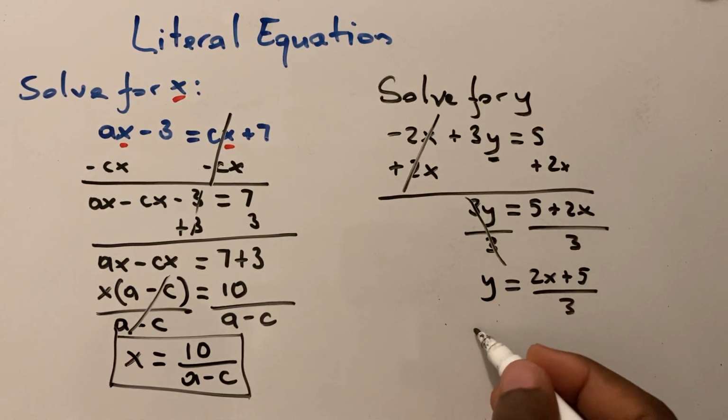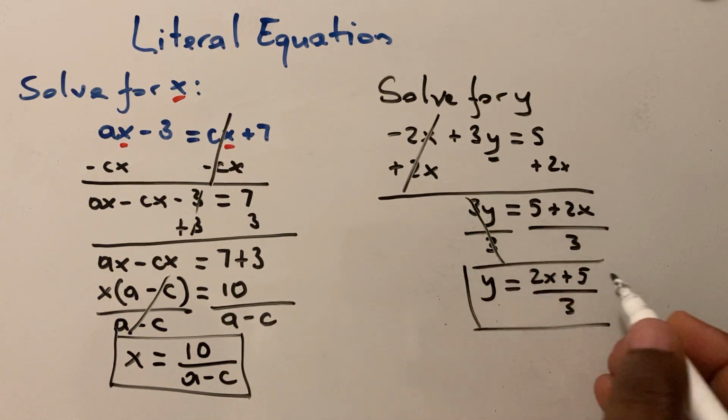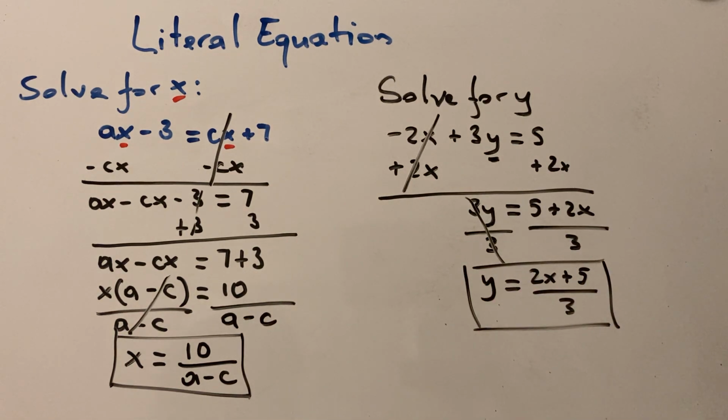Now, once you have y by itself, you're done because it's a literal equation. You just needed to solve for one of the variables. So y equals 2x plus 5 over 3. This is how you solve literal equations.